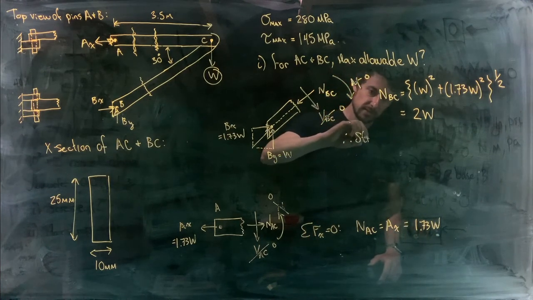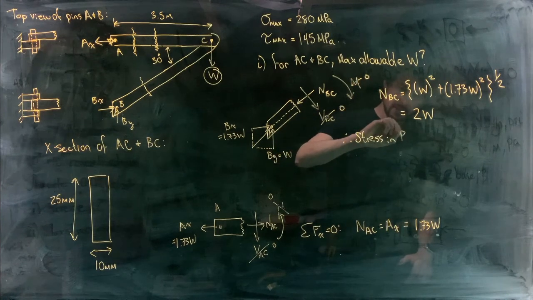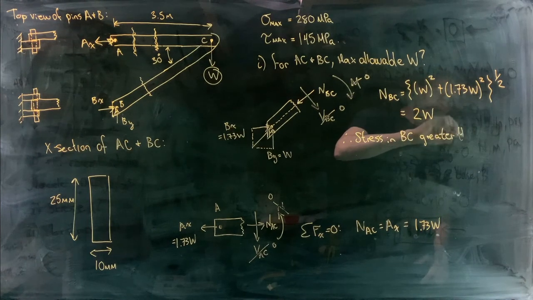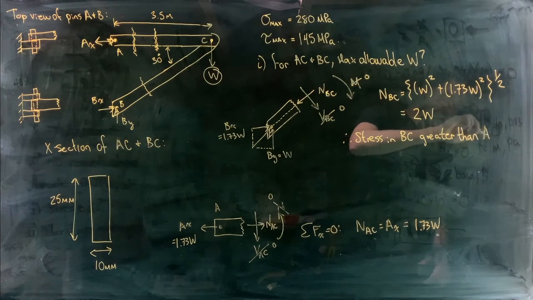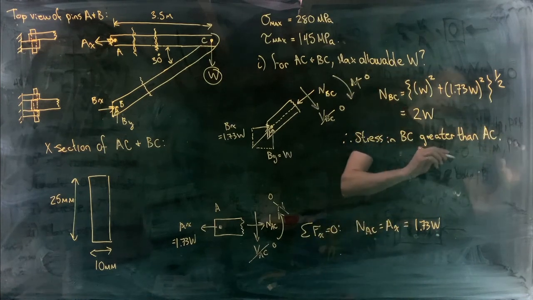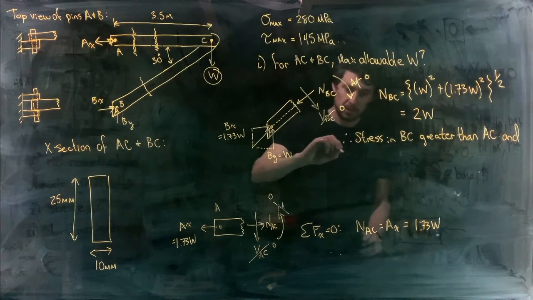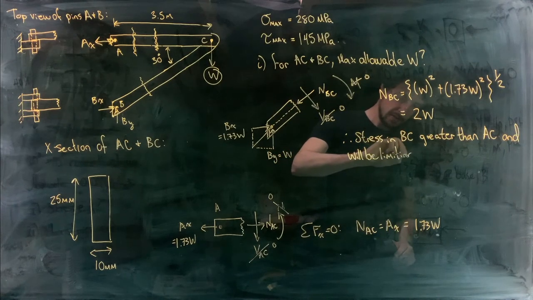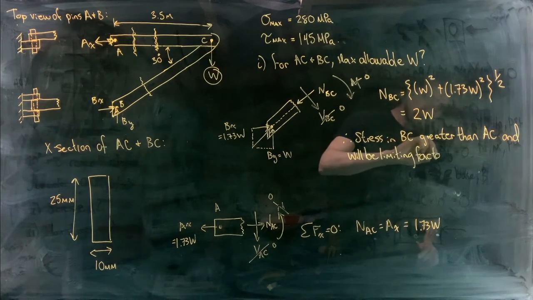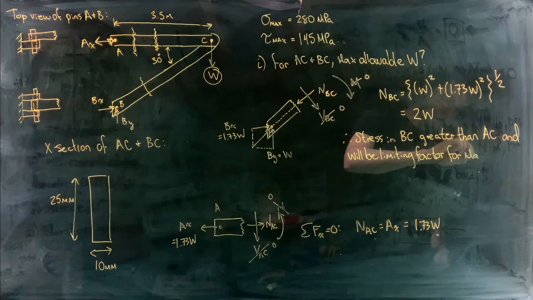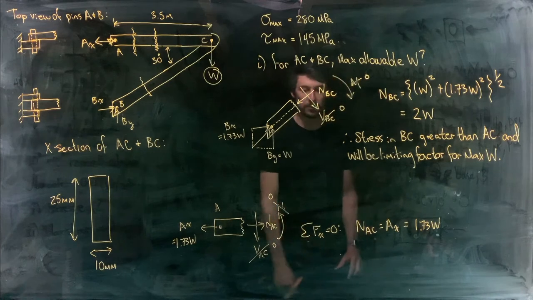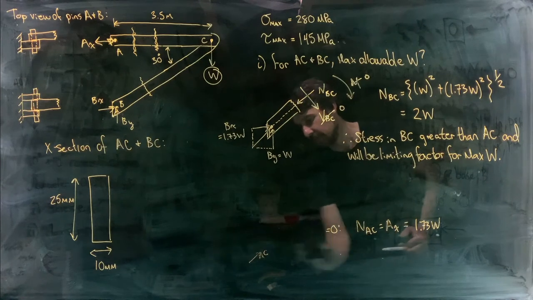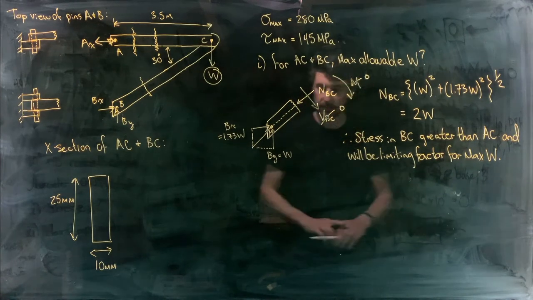Therefore, stress in BC is greater than AC, and will be the limiting factor for our max value of W. So let's go ahead and calculate what that maximum value of W is then.